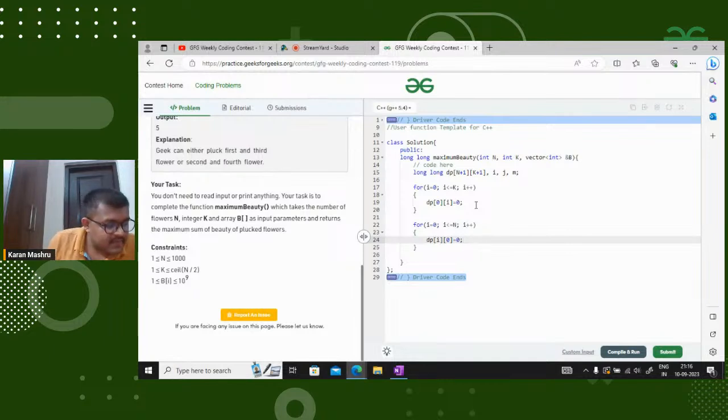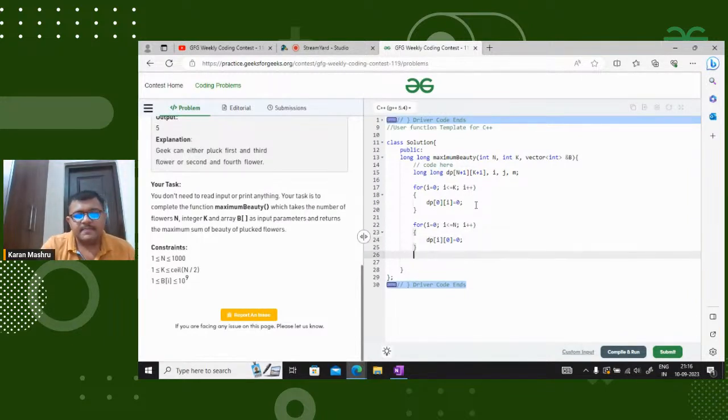Why? Because no matter how many number of flowers we have, suppose we have i number of flowers but we need to pluck 0 number of flowers, then the maximum sum of beauty which will be obtained will be 0, because we do not need to pluck any flowers, right?